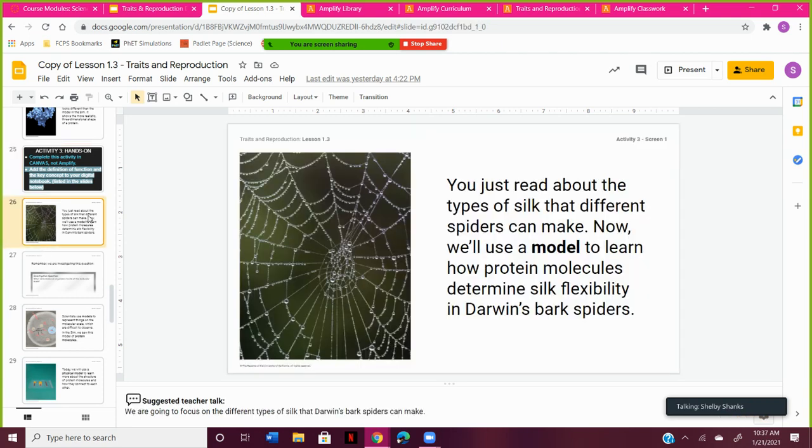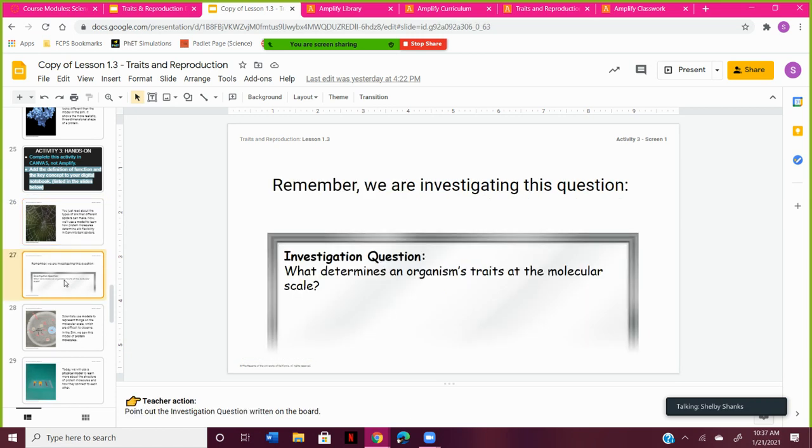All right, so before we get into that Edpuzzle, you guys just read about the types of silk that different spiders can make. And so we're going to use a model to learn how protein molecules determine silk flexibility in Darwin's bark spiders. And so remember, we are investigating this question. What determines an organism's trait at the molecular scale? Okay, what determines an organism's trait at a molecular scale?